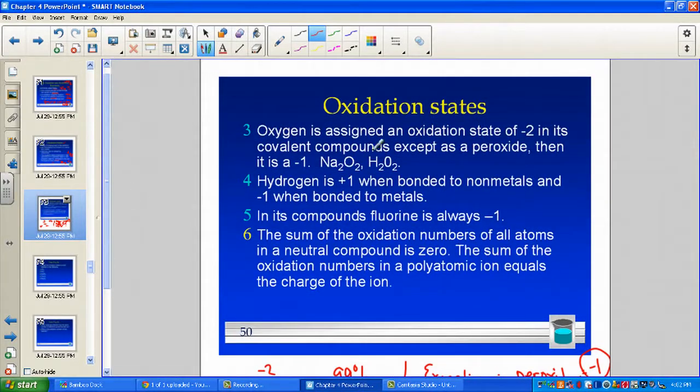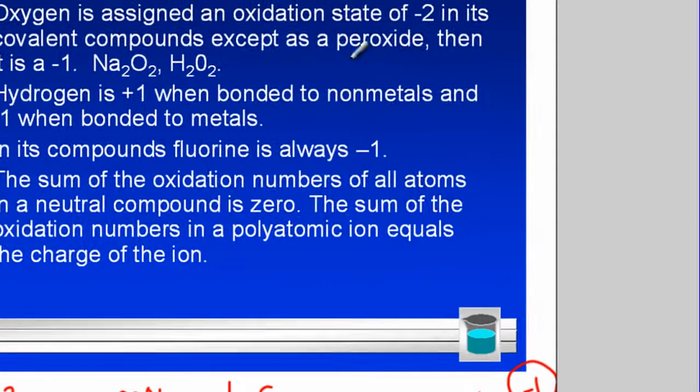Rule 3, so important. 99% of the time oxygen is a -2. Once in a great blue moon, we have a peroxide: sodium peroxide, hydrogen peroxide, barium peroxide, and so forth.